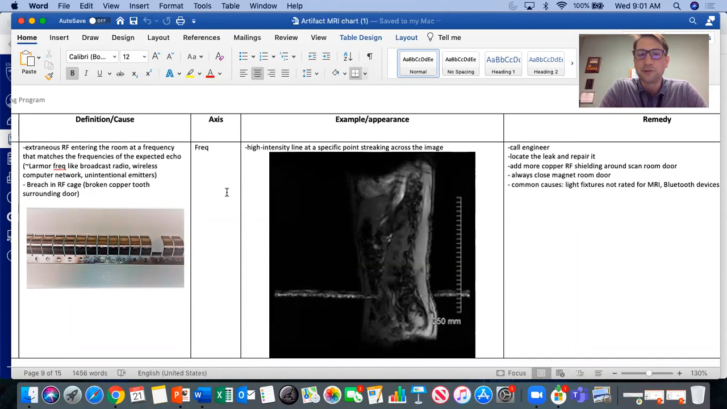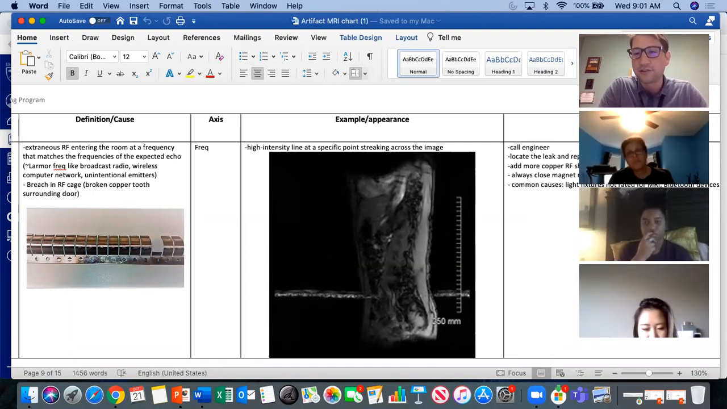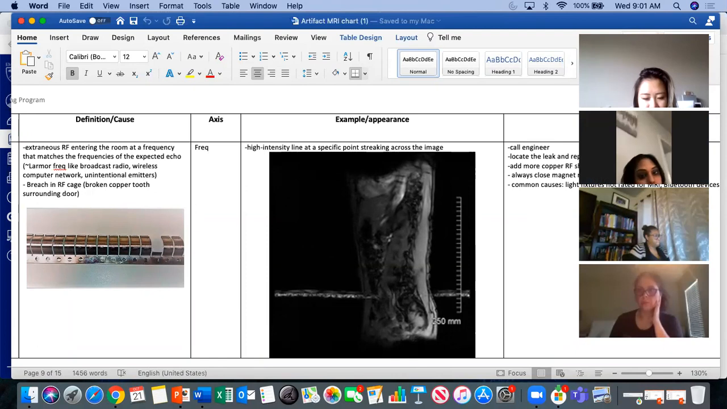A simple solution is if you see a broken tooth, make sure you get that repaired. Always close the magnet door when you're scanning. I know a lot of your technologists, when you're scanning, say, hey, can I enter your room? And I know Deborah does this all the time. She says, can I enter your room? And you say, yeah, that's fine, because she's prepping for the next exam.